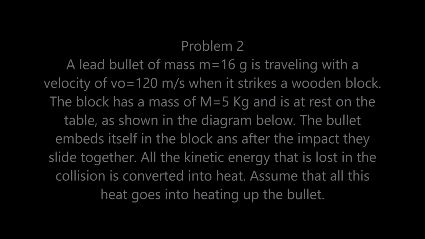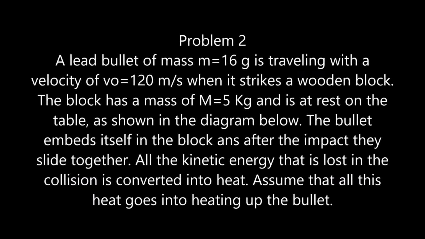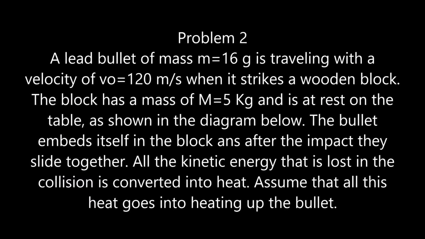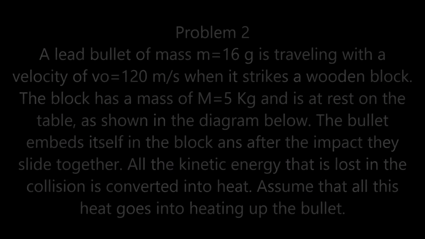A lead bullet with a mass of 8 grams is traveling with a velocity of 120 meters per second when it strikes a wooden block. The block has a mass of 5 kilograms and is at rest on the table, as shown in the diagram below. The bullet embeds itself in the block, and after the impact they slide together. All the kinetic energy is lost in the collision and is converted into heat. Assume that all the heat goes into heating up the bullet.